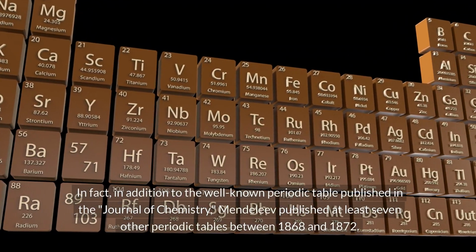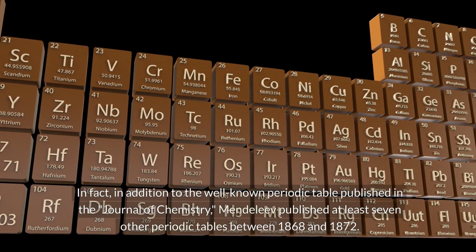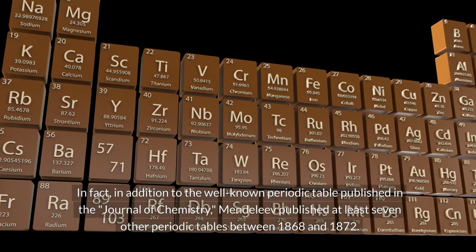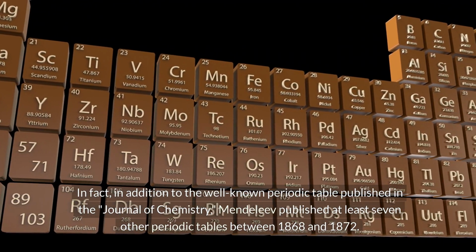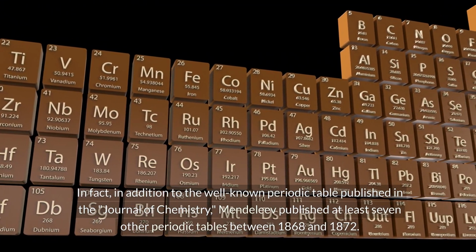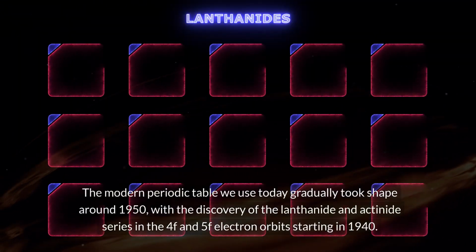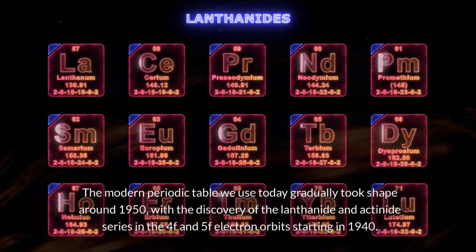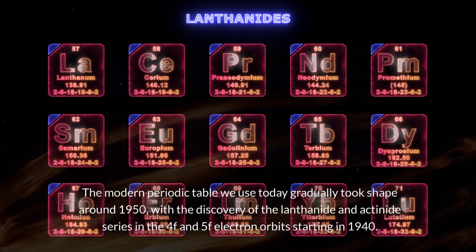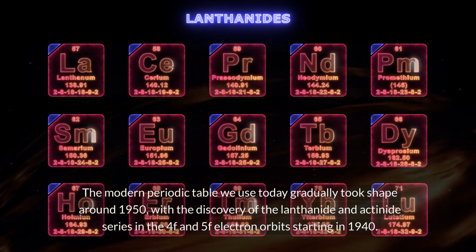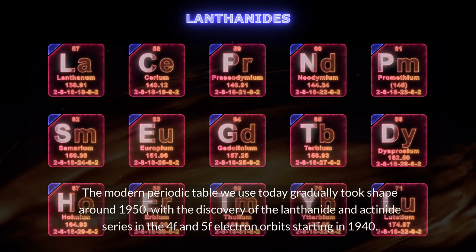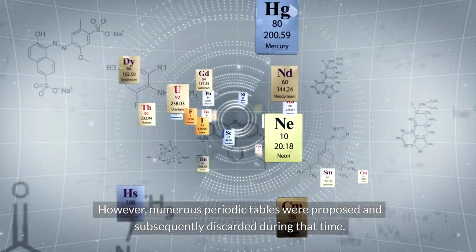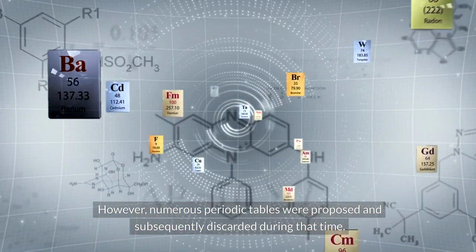In fact, in addition to the well-known periodic table published in the Journal of Chemistry, Mendeleev published at least 7 other periodic tables between 1868 and 1872. The modern periodic table we use today gradually took shape around 1950, with the discovery of the lanthanide and actinide series in the 4f and 5f electron orbits starting in 1940. However, numerous periodic tables were proposed and subsequently discarded during that time.